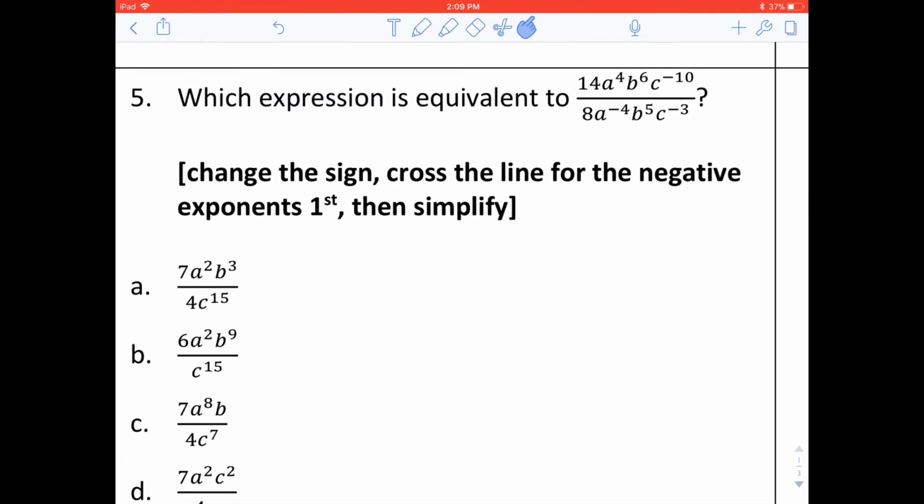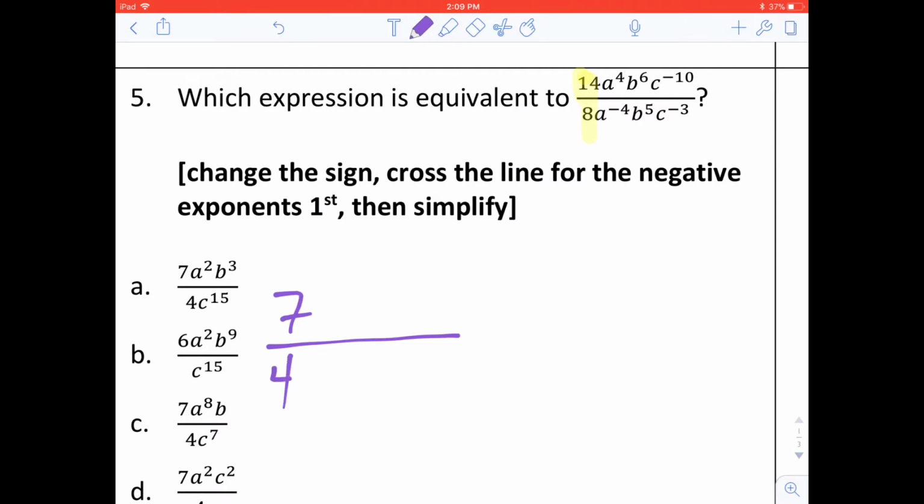And then number 5 is dealing with these negative exponents. So let's get rid of all these negative exponents first. The first thing we want to do is let's divide our number. 14 divided by 8. So I'll draw me a fraction bar. 14 divided by 8, we can reduce that to 7 over 4.